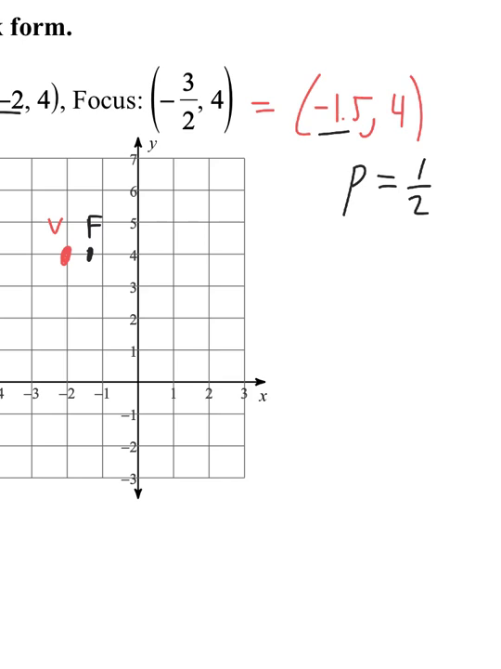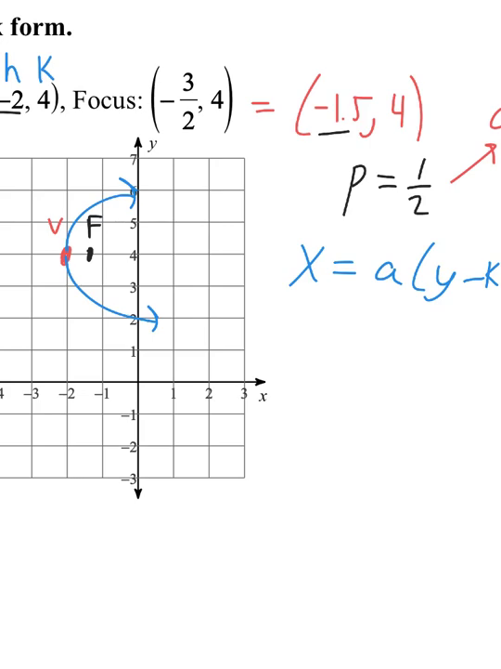And I know again that this thing's going to open where the focus will be inside. So it's going to open to the right. So I'm expecting an x equals equation. That means it'll be y minus k squared, plus h on the outside. And we know the vertex, so we know h and k. We just need to find a. Again, a and p are always related to each other. If we know p, a is always 1/4 times p.